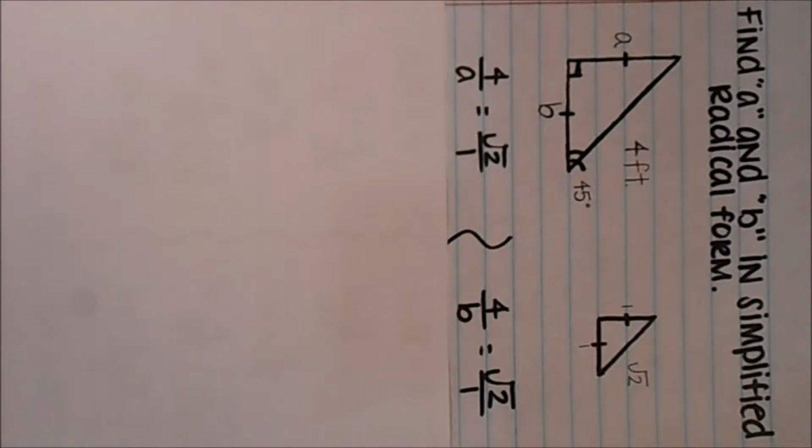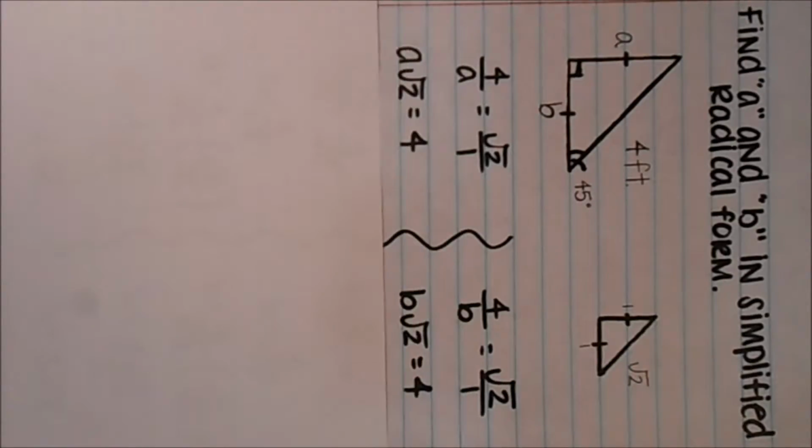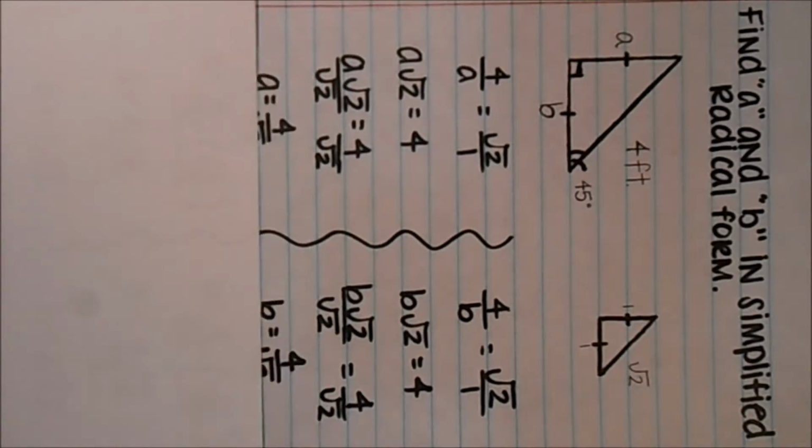First, we will set up a ratio. We have the hypotenuse 4 on top and leg A and B on bottom. Since these triangles are similar, we will set root 2 on top and 1 on the bottom. Second, we will cross multiply to find the missing lengths, simplifying it to A root 2 equals 4 and B root 2 equals 4. Then we will divide root 2 on both sides to get A and B by themselves, and we will get that A equals 4 over root 2 and B equals 4 over root 2.